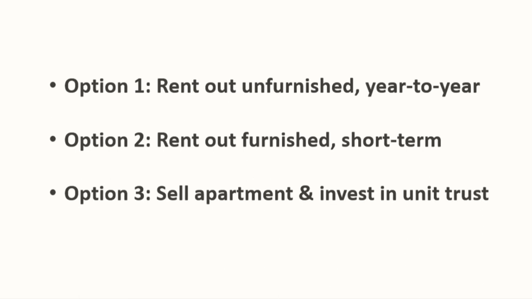Option 1, renting out an unfurnished apartment on a permanent year-to-year basis. Option 2, renting out a furnished apartment short-term through a platform like Airbnb or Legacy. Option 3 is to sell the apartment, cash out, and invest everything in a unit trust.